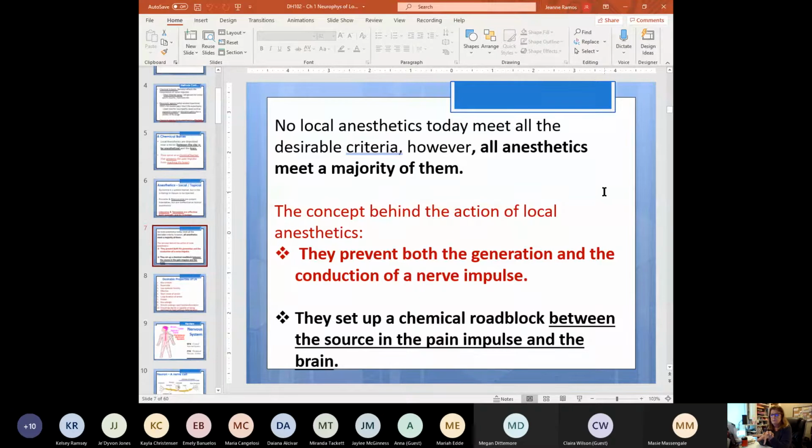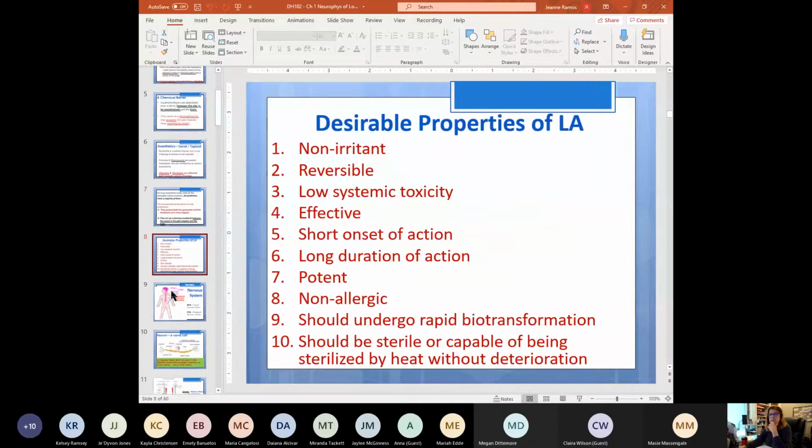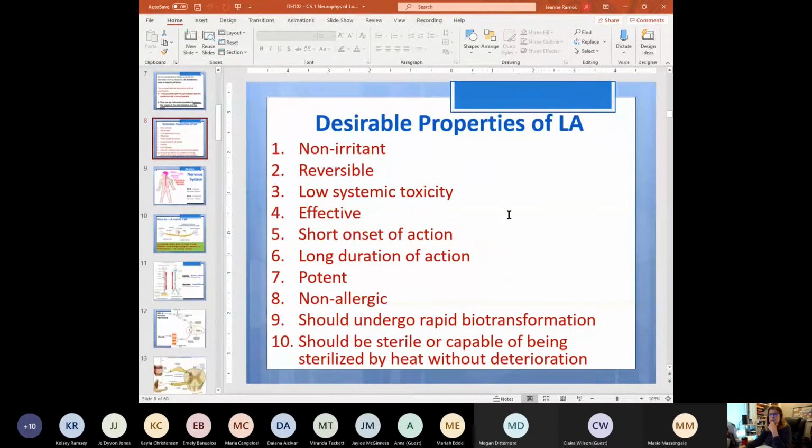All of them will prevent both the generation and conduction of a nerve impulse. They prevent the generation, so even when there is some kind of impulse, it prevents it from generating further, and the conduction of the nerve impulse going further. So it's setting up a roadblock between the pain source and the brain. So these are the desirable properties.